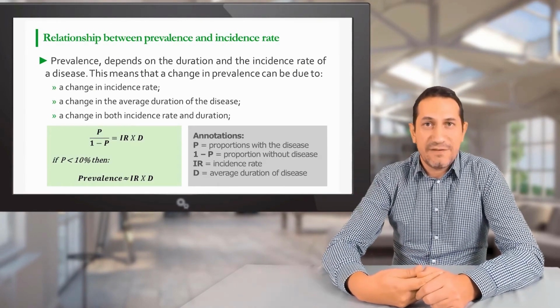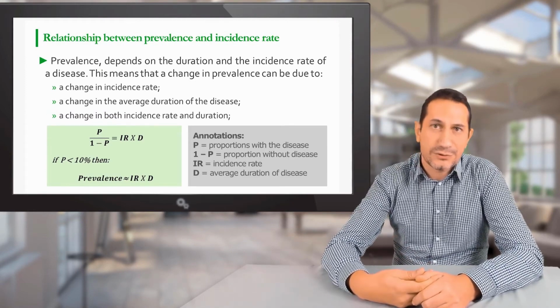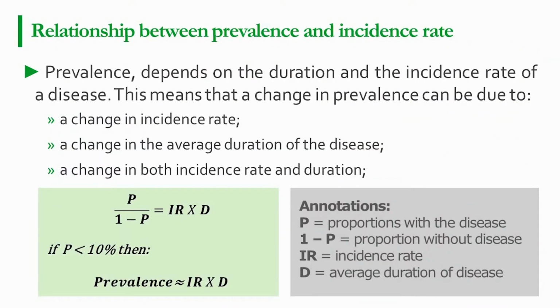So a change in prevalence could come because of a change in the incidence rate, because either higher or lower, it would also affect the prevalence. A change in the average duration of a disease, so a disease could be longer or shorter depending on different factors, would also affect the prevalence. And then a change in both incidence and duration, of course, would affect the prevalence of a disease.